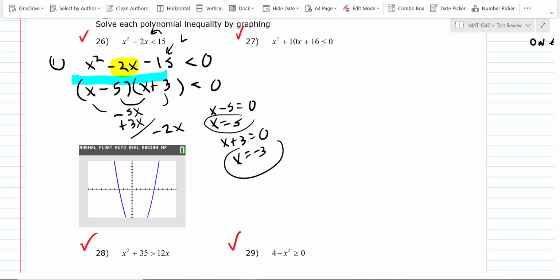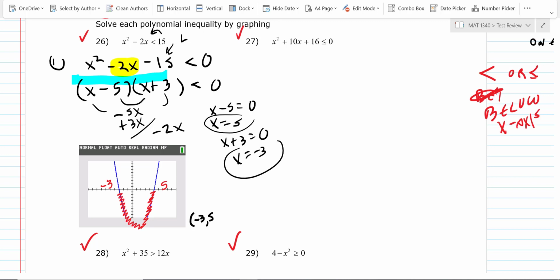Okay, so the idea is if you have less than, or less than or equal, like we're going to have on the next problem, all you're doing is looking at where the graph is below the x-axis. And if we can figure out where it's below the x-axis and write that in interval notation, we have the answer to the problem. So if you look at this problem, it is below the x-axis in that region right there. What are the two numbers that you're between? -3 and 5. So your answer is the interval -3, 5. That's how you write your answer.